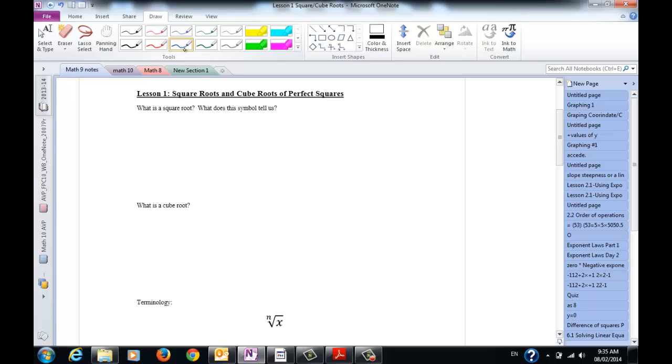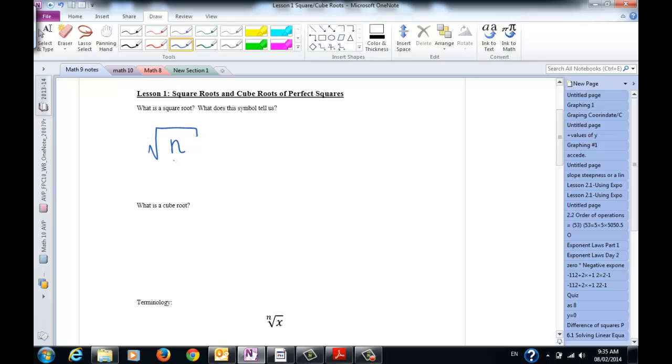Today we're going to start our unit on radicals, and in our first lesson we're going to look at square roots and cubed roots. So our first question is, what is a square root? If I write something like this, when there is no little number here, then we assume it's a square root. We don't have to write the 2 there, we just assume it's a square root.